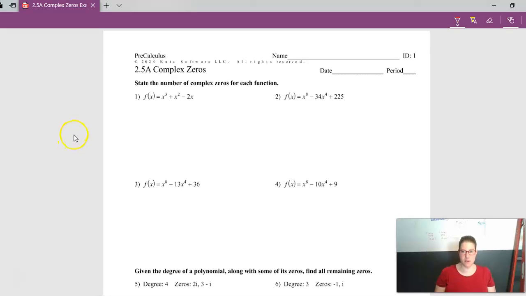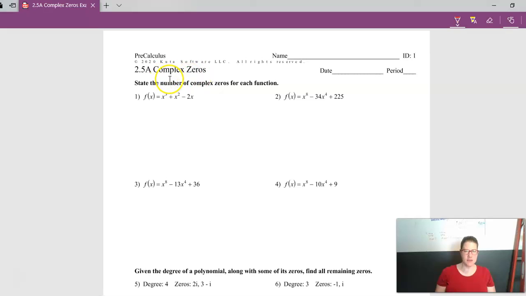Hi guys, we're going to start on 2.5a complex zeros. So this that I have up here looks exactly like your assignment. It is just with different questions. So we're going to go over a couple from each section. So this is just asking us about complex zeros.